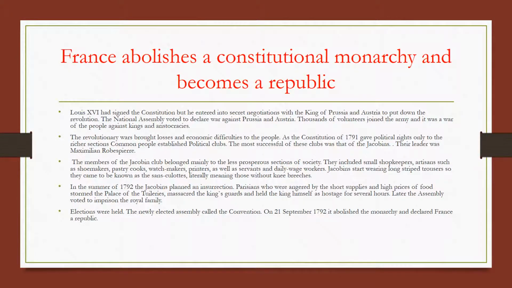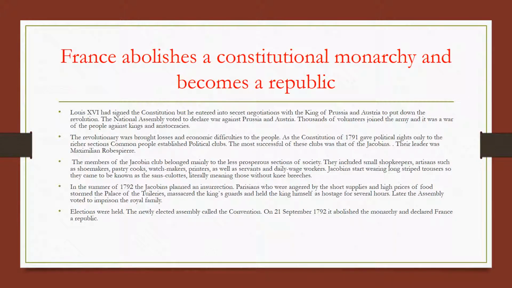The Revolutionary Wars brought losses and economic difficulties to the people. As the Constitution of 1791 gave political rights only to the richer sections, common people established political clubs. The most successful of these clubs was that of the Jacobins. Their leader was Maximilien Robespierre. The members of the Jacobin Club belonged mainly to the less prosperous sections of society.